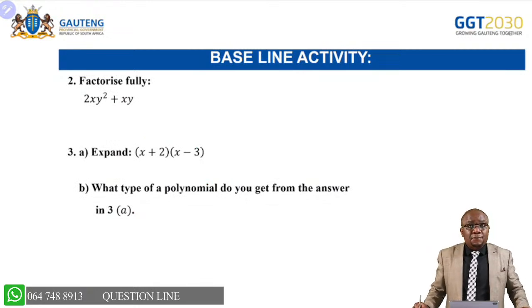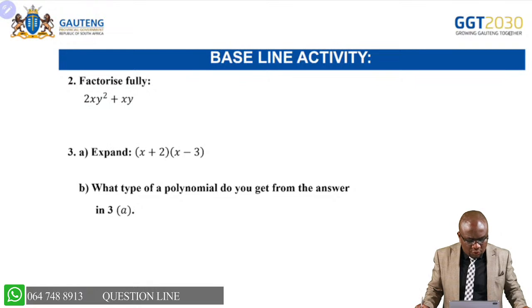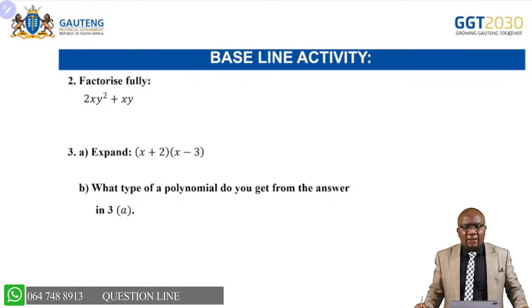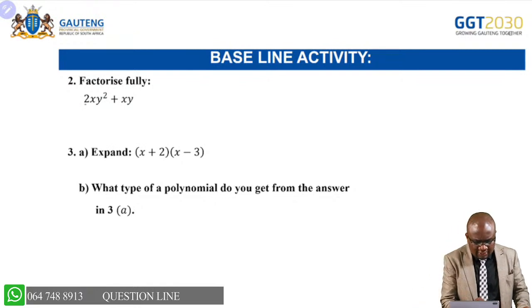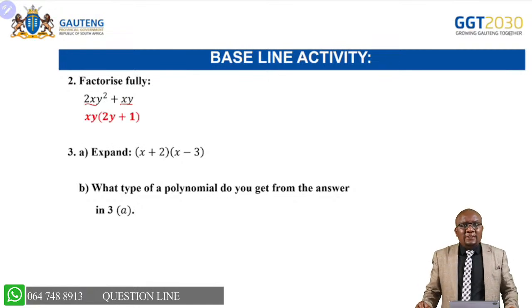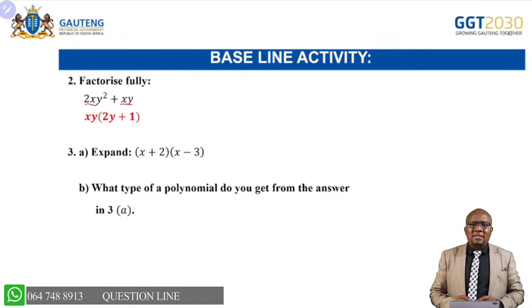Factorize fully 2xy squared plus xy. What do we have in common there? This side and this side. How many terms do you see there? There are two terms, isn't it? Right, factorize fully. So xy is the highest common factor there. And then we factorize fully.